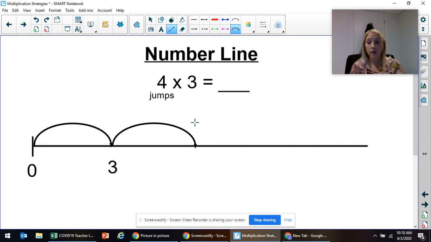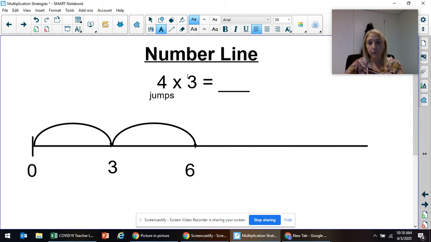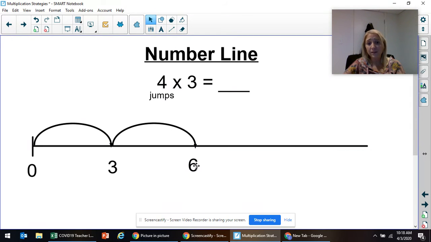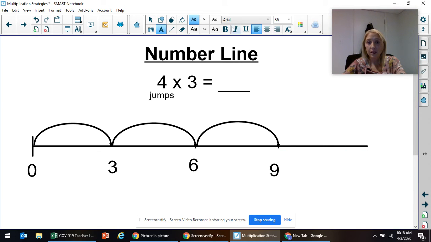Count by 3s. You should have said 6. So we land on 6. We're not done yet. Kind of matches up to how we grouped our 2 3s at the last problem. Repeated addition, 3 plus 3 is 6, okay? So now we jump again, 3, 6. Where would we end up? Add 3 to 6. What would that be? Should have said 9. 3, 6, 9.